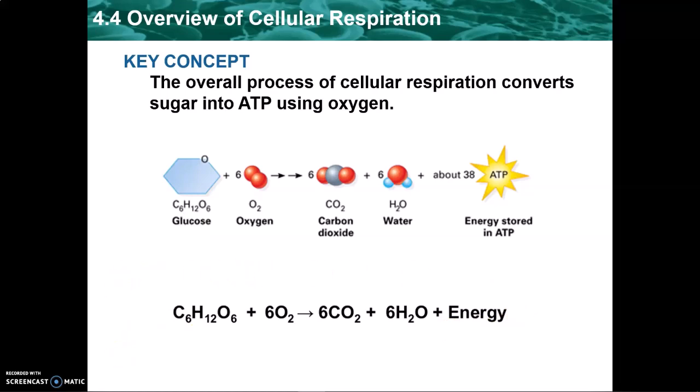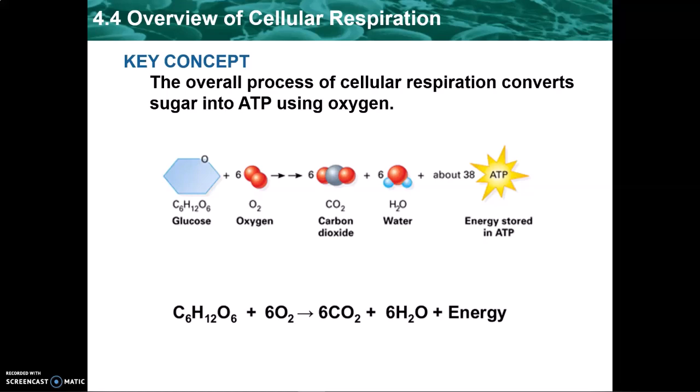Now when you look at this equation, what you will notice is the reactants are glucose and oxygen, which were our products from photosynthesis, and the products of cellular respiration are carbon dioxide, water, and energy. And remember, those were the reactants of photosynthesis. So essentially, photosynthesis and cellular respiration are going to be a constant cycling of matter, where matter produced by photosynthesis is then used as a reactant for cellular respiration.